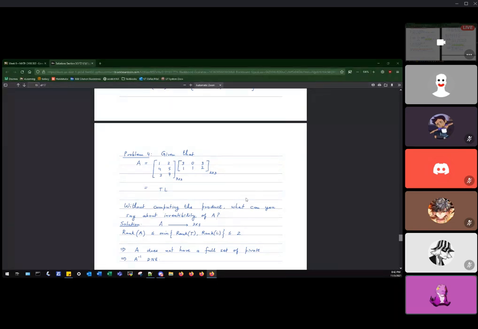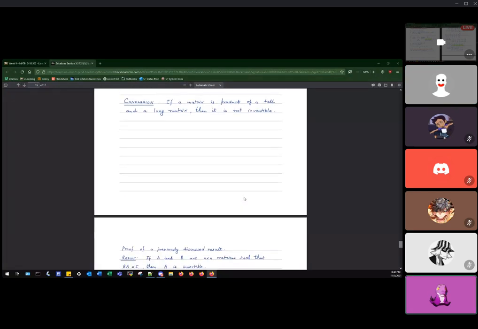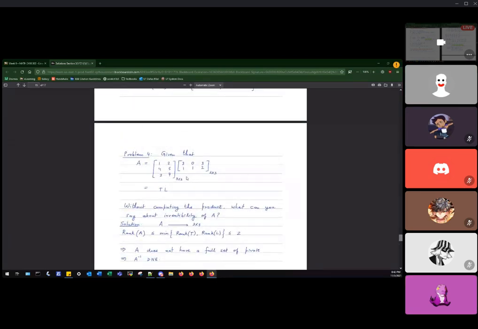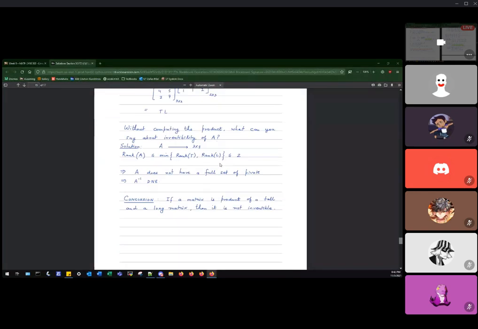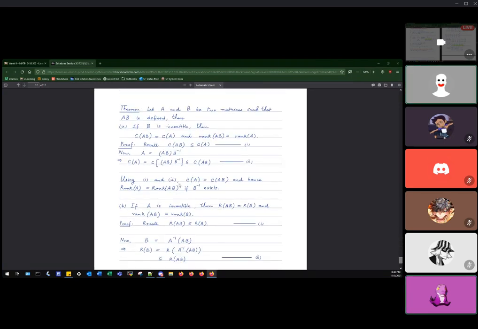Oh my god. Why did she write it down? Wait, where? It's in my notes. You must have written it in the annotated. Okay, so if you ever multiply a tall by a long, it's not invertible. Yeah, right here. It is not invertible. Okay, that makes sense. That's where I was confused.